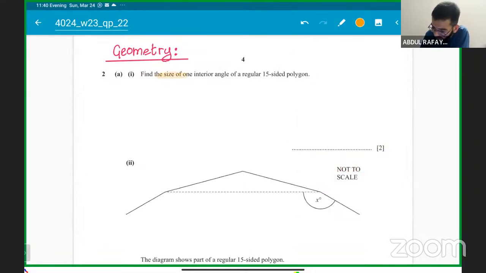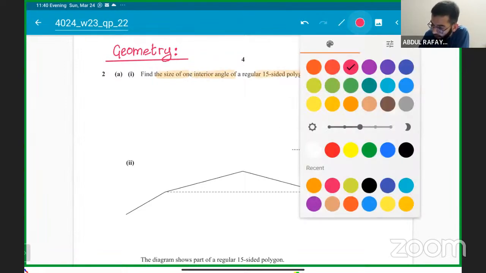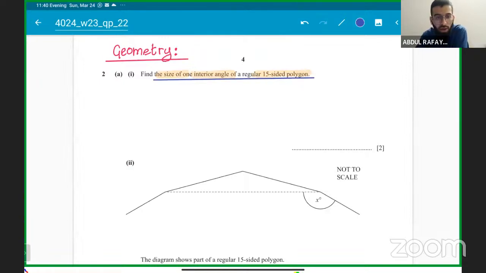It is basically: find the size of one interior angle of a regular 15-sided polygon. What are the key words here, sir? Regular. Regular means each interior angle will be equal. It's a 15-sided regular polygon. The word regular means the side lengths will be the same and the inside angles will be the same, students. So we have to find the size of one interior angle. Interior angle means inside angle.